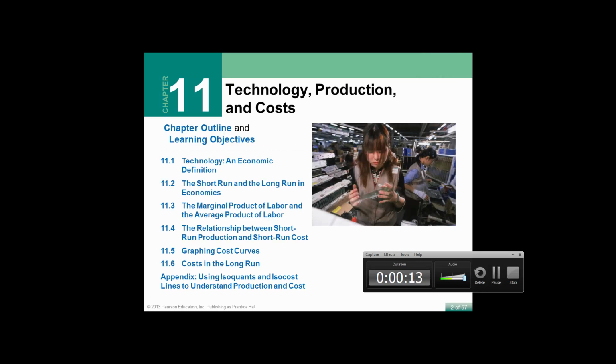So we're going to learn what technology is by an economic definition, the short run and long run in economics, the marginal product of labor, the average product of labor, and the relationship between the short run production and short run costs.